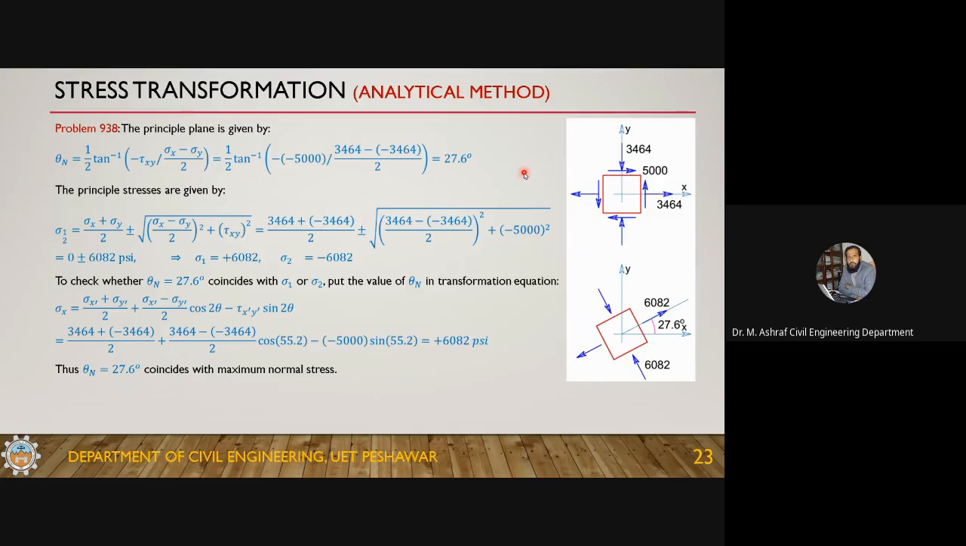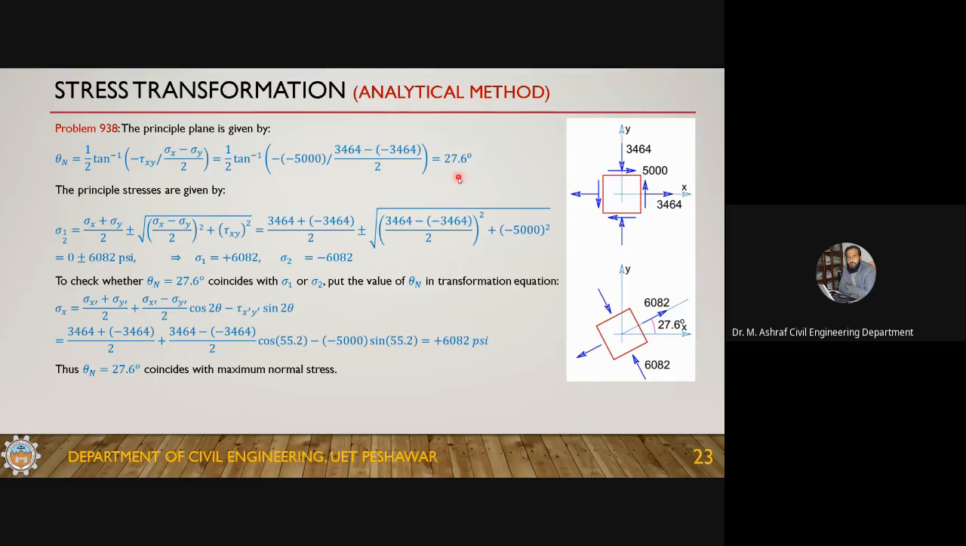Now the principal stresses are, this is the expression: sigma x plus sigma y by 2 plus minus the square root of sigma x minus sigma y by 2 squared plus tau xy squared. So just plug in the values: this plus minus this, so this is 0 and this is 6082. So sigma 1 is plus 6082 and sigma 2 is minus 6082.